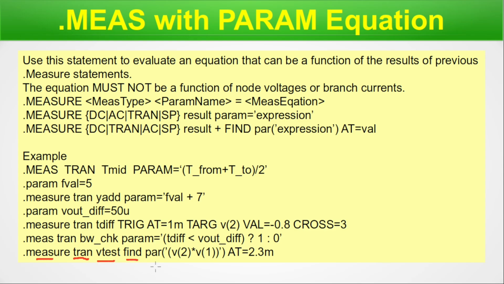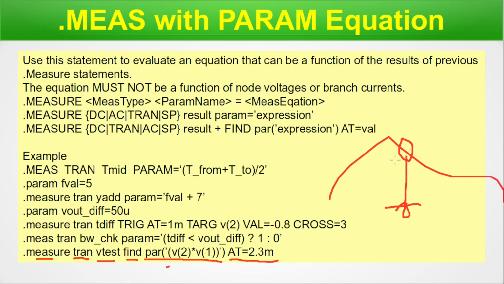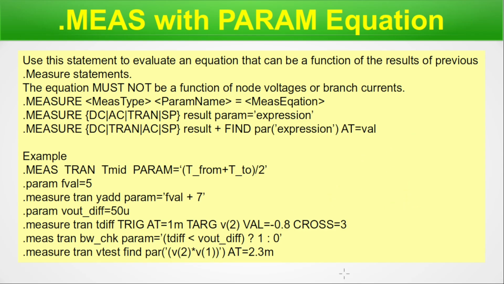Next we have measure, and then we have tran, that is transient, and v test find is a find one. Then we have this value at this one. So this value will be found. Some waveform is there and find at 2.3 millisecond. Okay, this is the x value. This value will be found. We are done here with thorough examples of how the parameter can be used inside and alongside the measure commands.